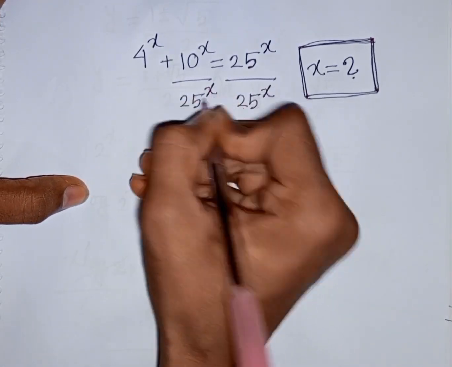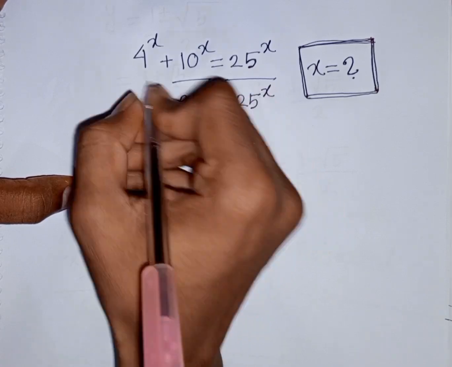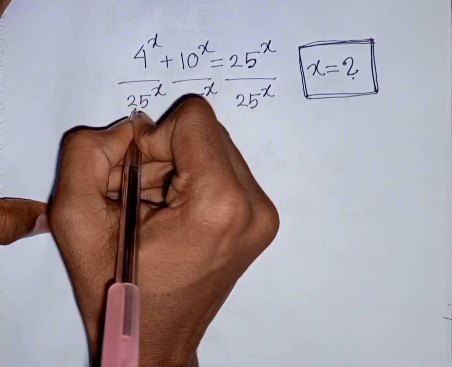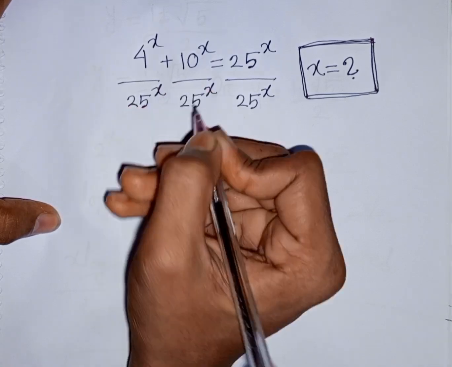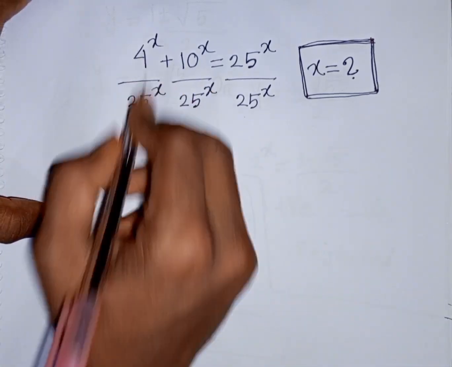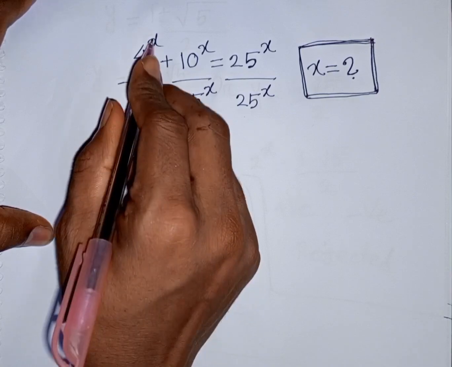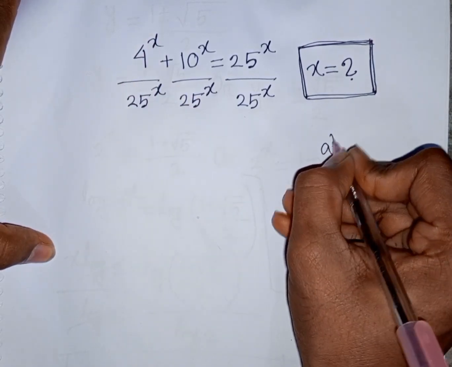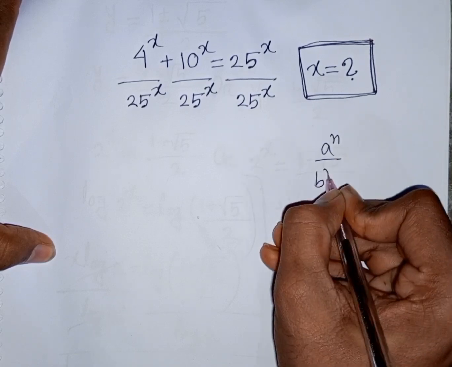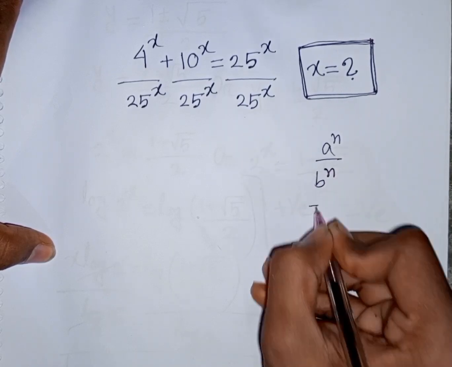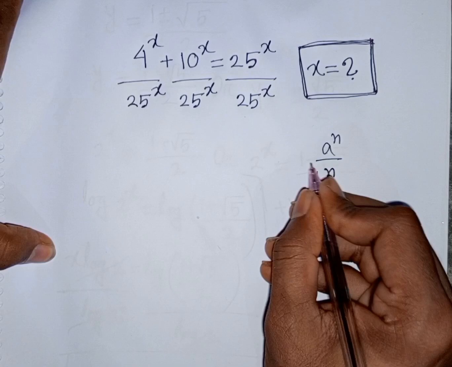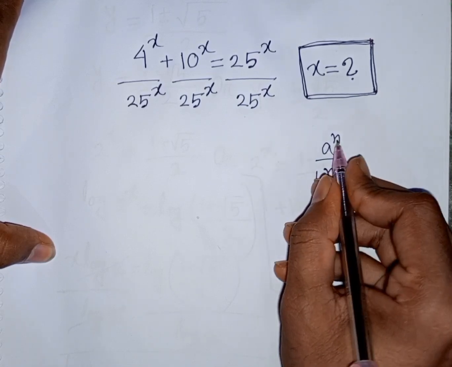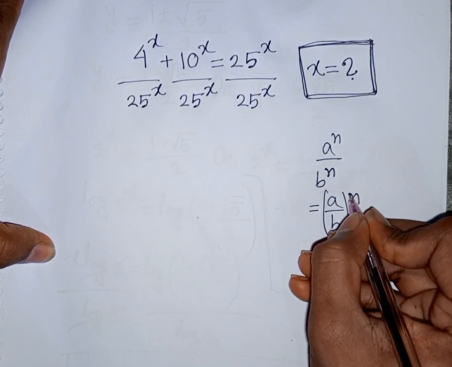Divided by 25 power x. Now from here we see x is the same power but with different bases. So remember this exponential rule that a power n over b power n is equal to a over b, then bracket common power n.